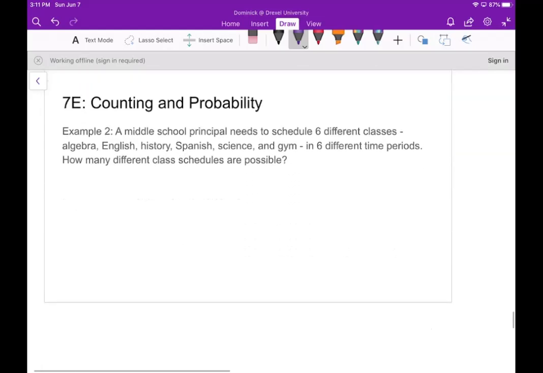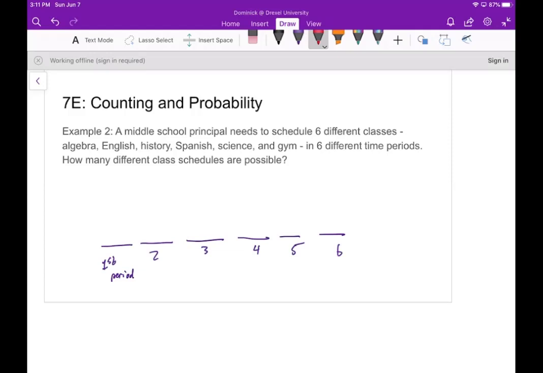So for example, a middle school's principal needs to schedule 6 different classes: algebra, English, history, Spanish, science, and gym in 6 different time periods. How many different class schedules are possible? Well, I think it helps to see it sort of illustrated this way. All right, so we have 6 different periods. This is first period, second, third, fourth, fifth, and sixth.